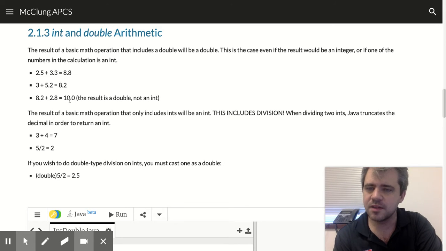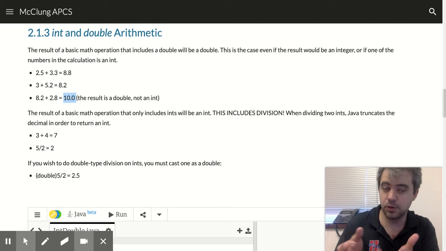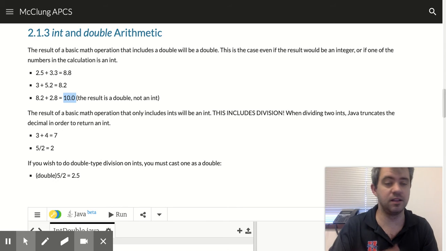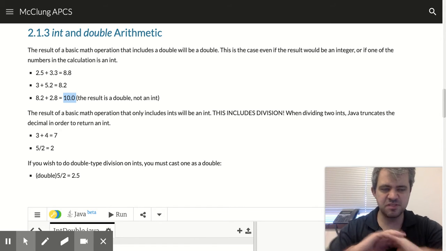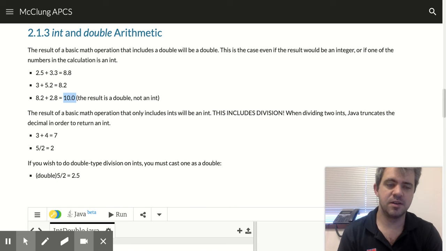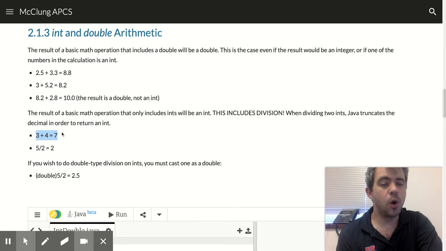Even if it's something, this should be 11, I just realized, but if we add these together and it adds to something that looks like it should be an int, it doesn't matter. It's still going to say 11.0 whenever you print it out or whatever you do with it. It's still going to store that as a double. So any sort of double arithmetic that you do, it's going to spit out doubles. Even if it's mixed in with an int, you're going to wind up with a double.